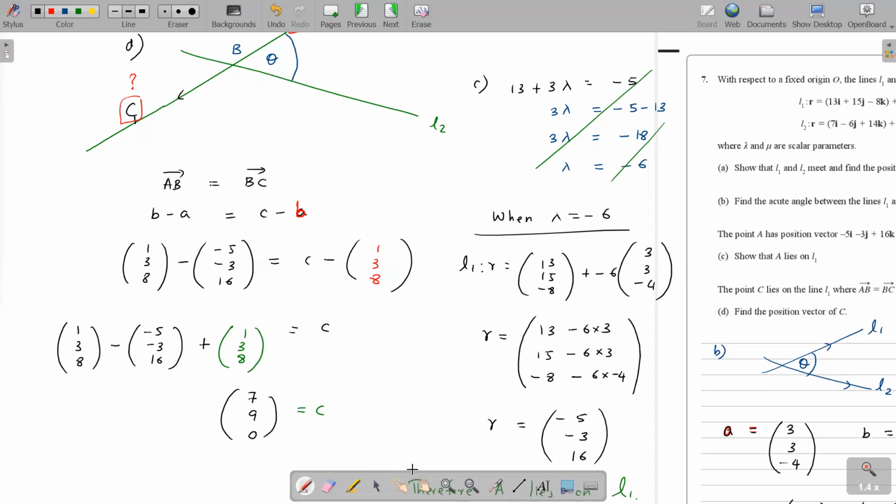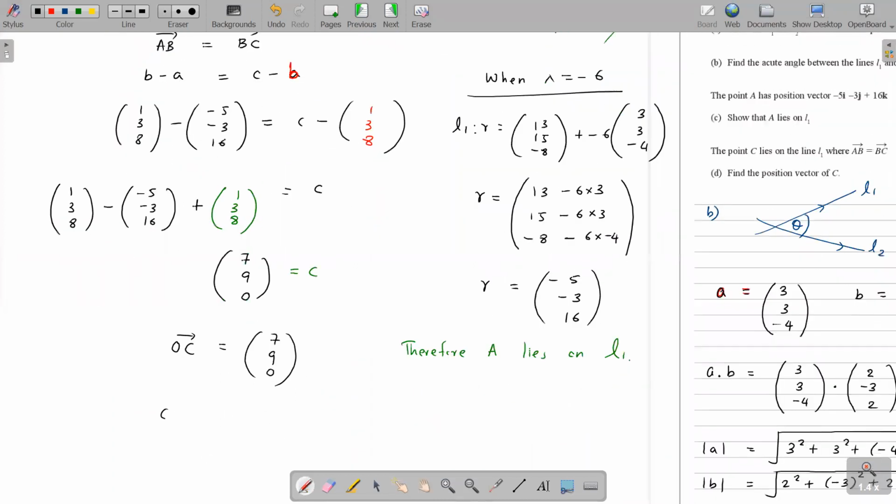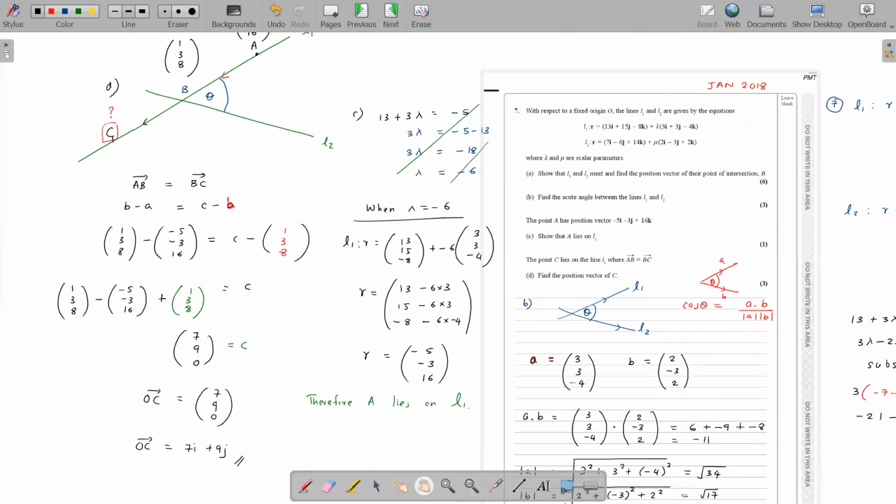So they ask you to get the position vector of C. So OC is 790. Or you could say OC is 7i plus 9j plus 0. Okay, so leaving it like this is perfectly okay. So this is the answer for part D, the position vector of C.